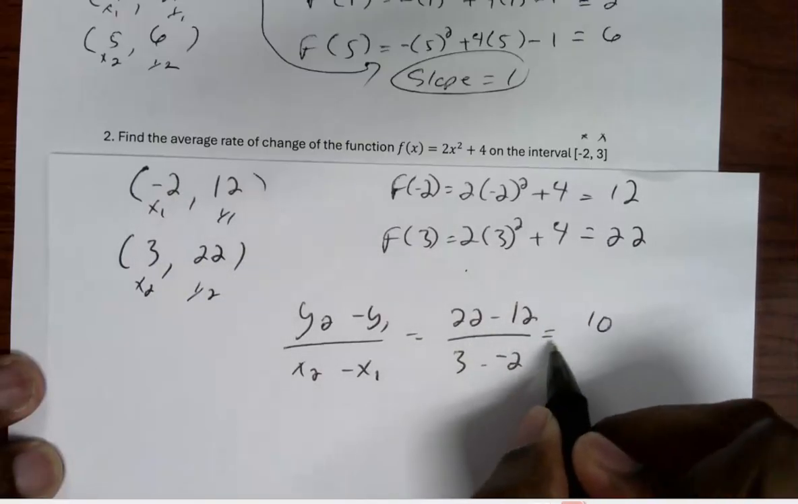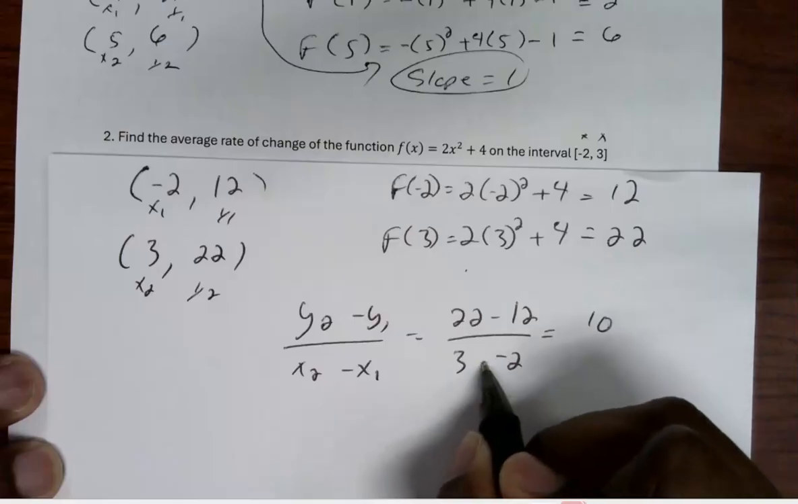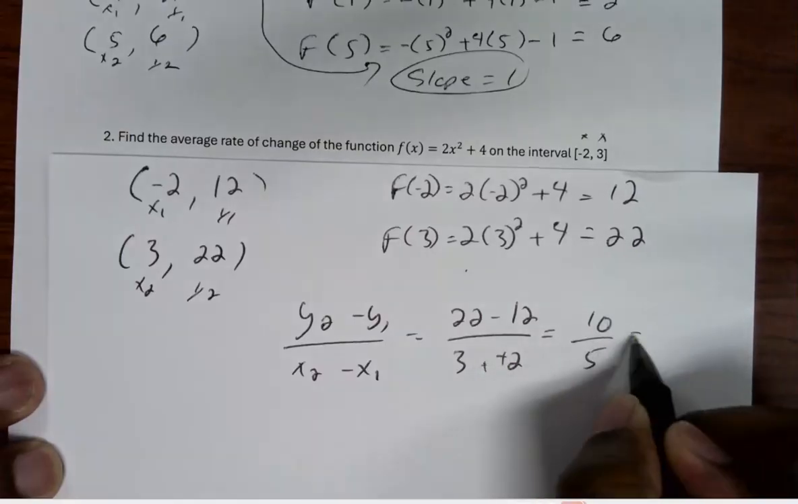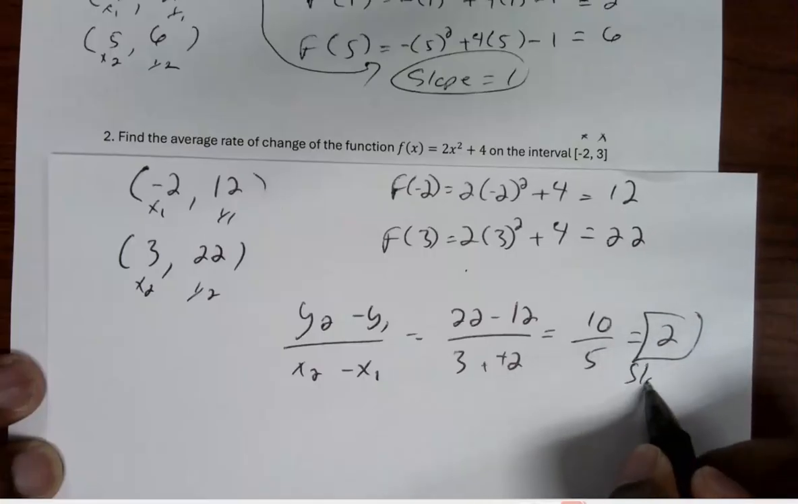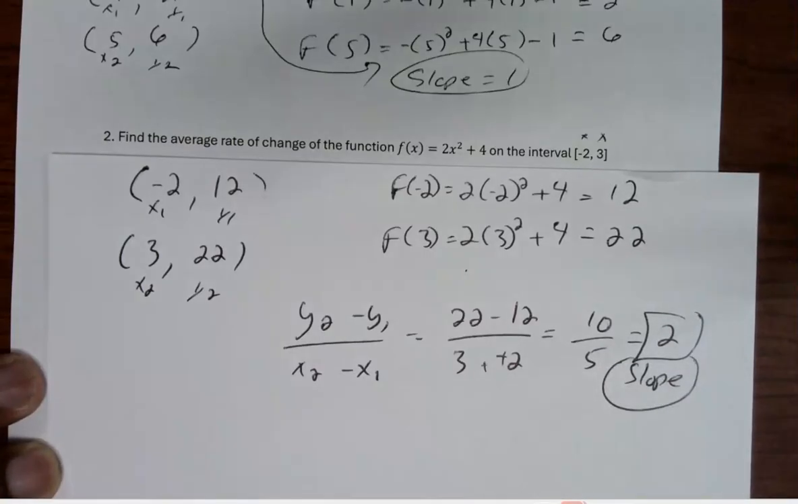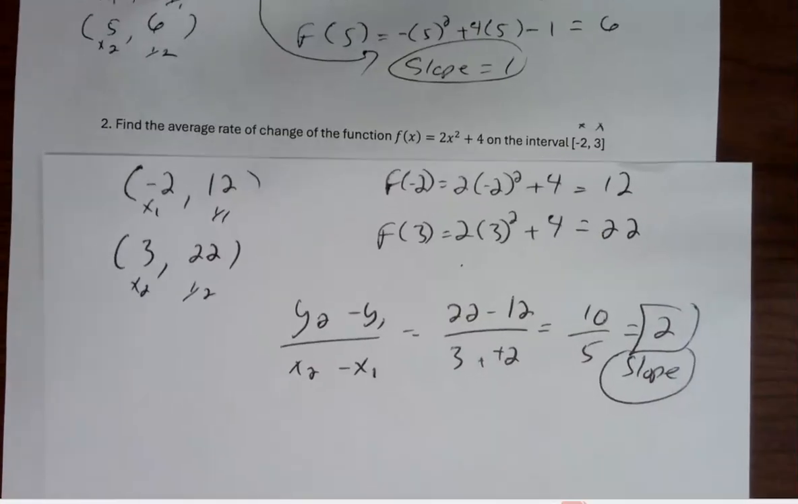This is going to be 10. 3 take away negative 2 means 3 plus 2, which is 5. 10 over 5 is 2. So my slope, or my average rate of change, is 2. So I could give it to you this way, or I could write it this way.